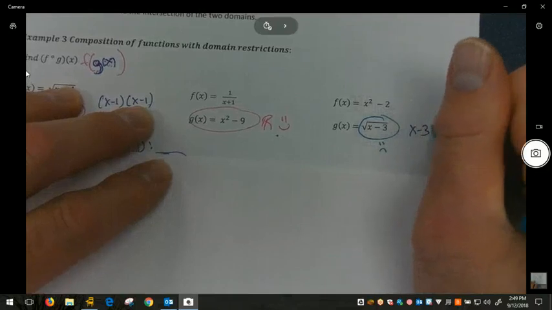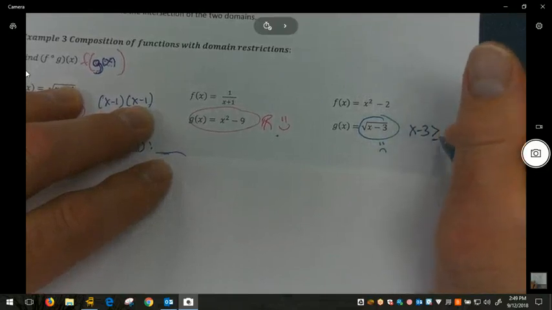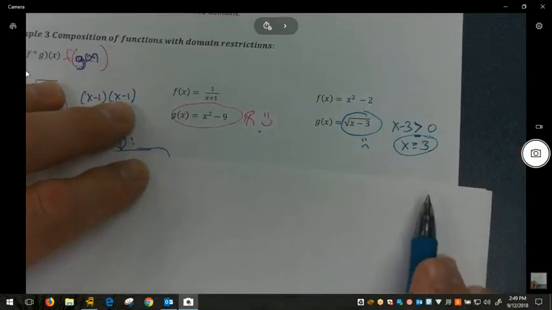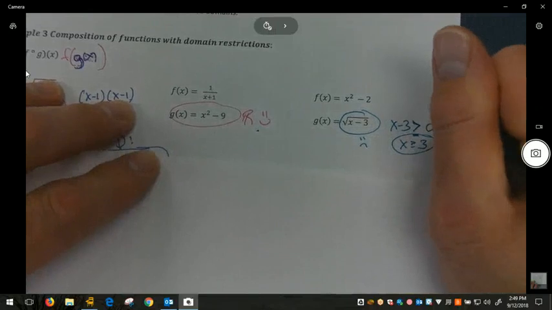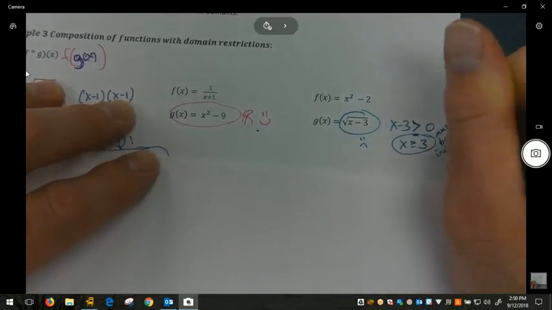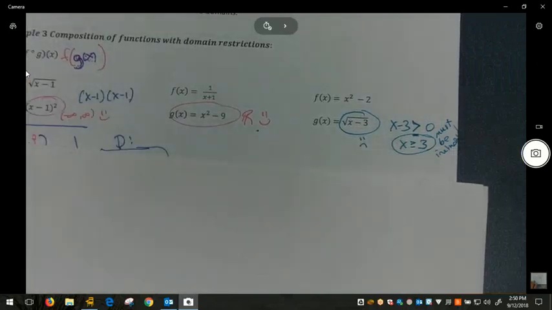X minus 3 must be greater than or equal to 0, which means x has to be greater than or equal to 3. That is something that will never go away. It must be included in our final answer for our domain, even if it disappears when we're done.